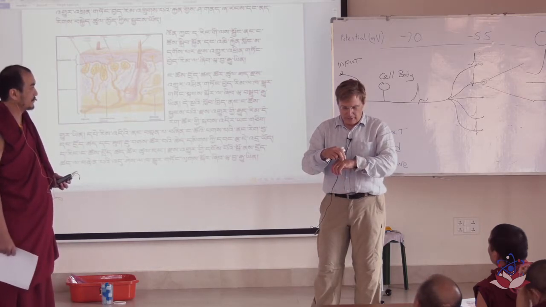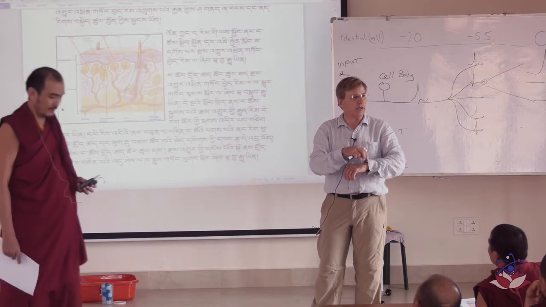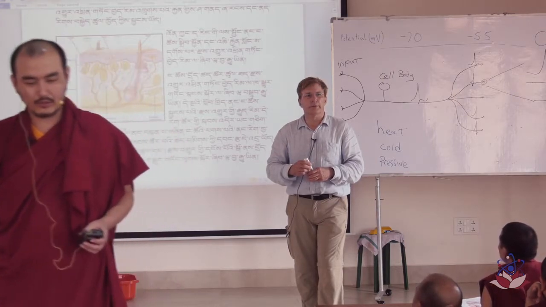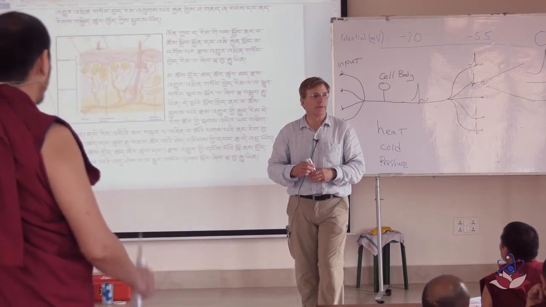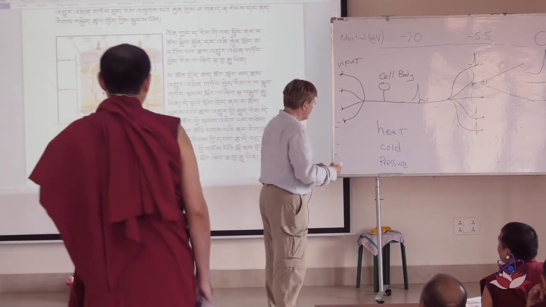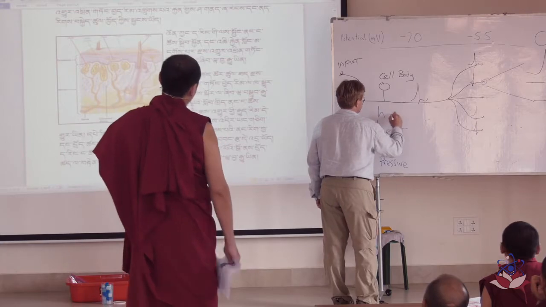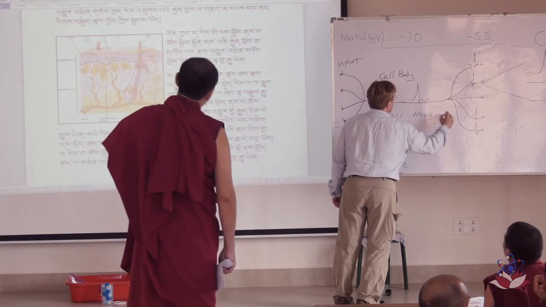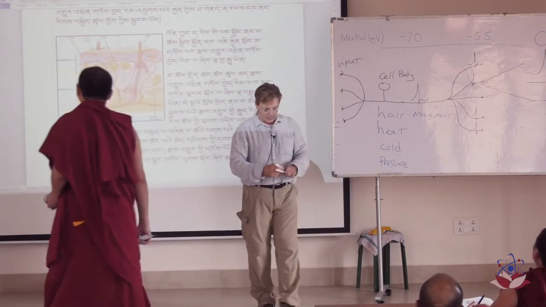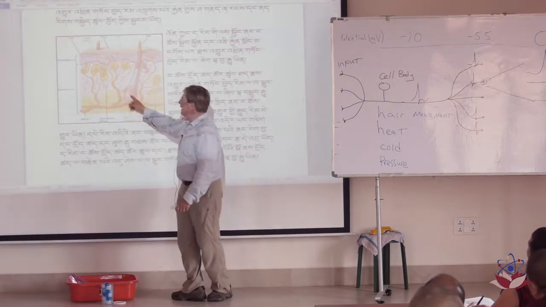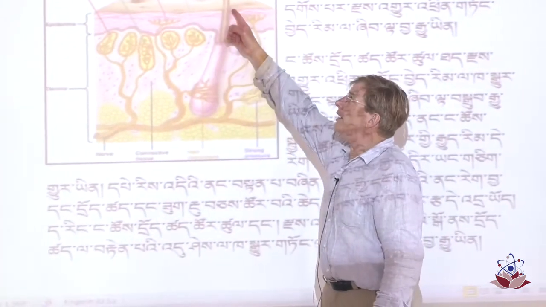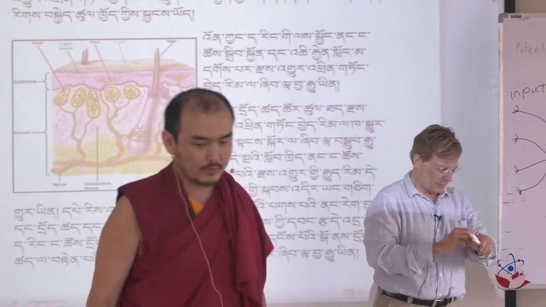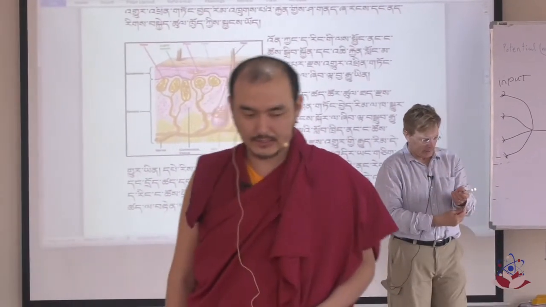What about if an insect is crawling on your hand or your arm? How do you feel it? So the hairs move. The hair. Okay, so you have nerve endings that innervate the base of the hair. This is one hair.